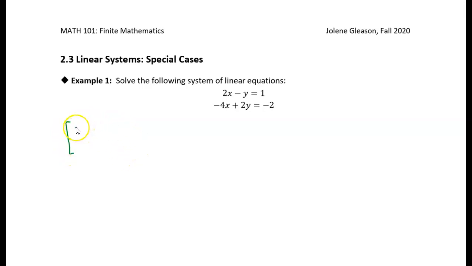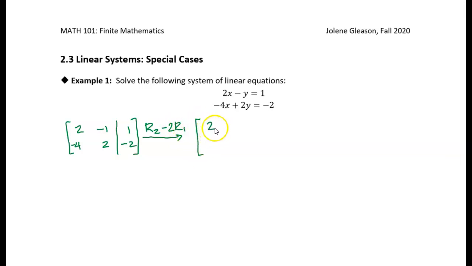So I'm going to write the augmented matrix 2, -1, 1, -4, 2, -2. Okay, there's my augmented matrix, and I'm going to apply row operations to it. So I'm seeing that if I take 2 times row 1 and add it to row 2, then that will give me a 0 down in this lower left-hand corner. So I'm going to take row 2 and I'm going to subtract 2 times row 1. Okay, so what does that give me?